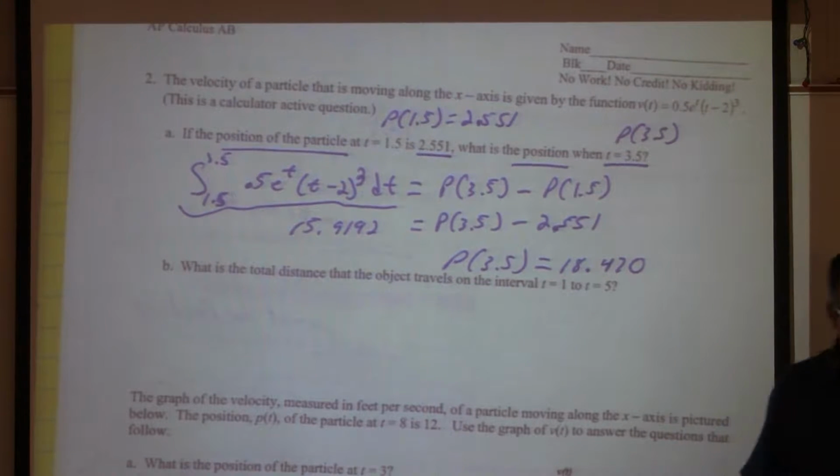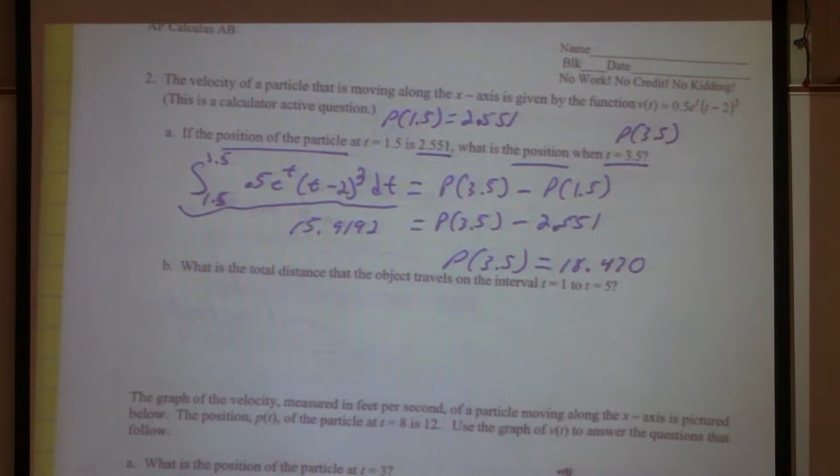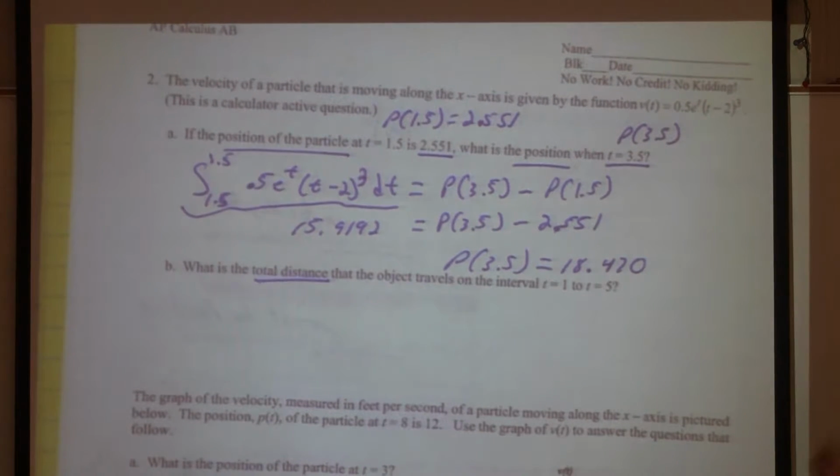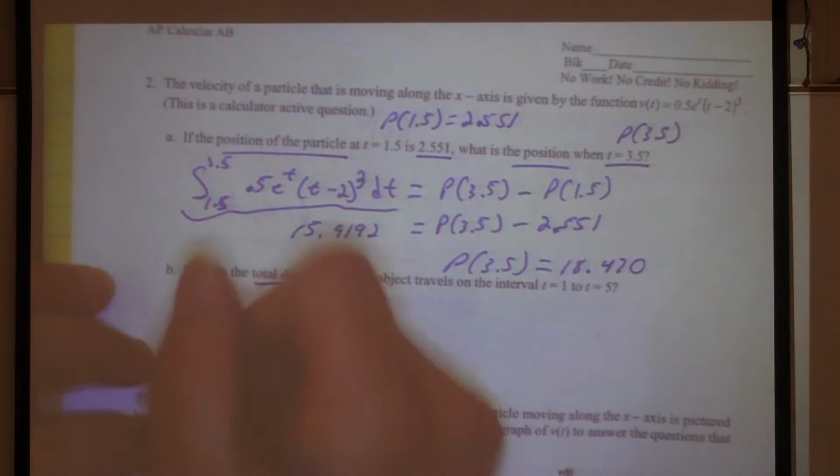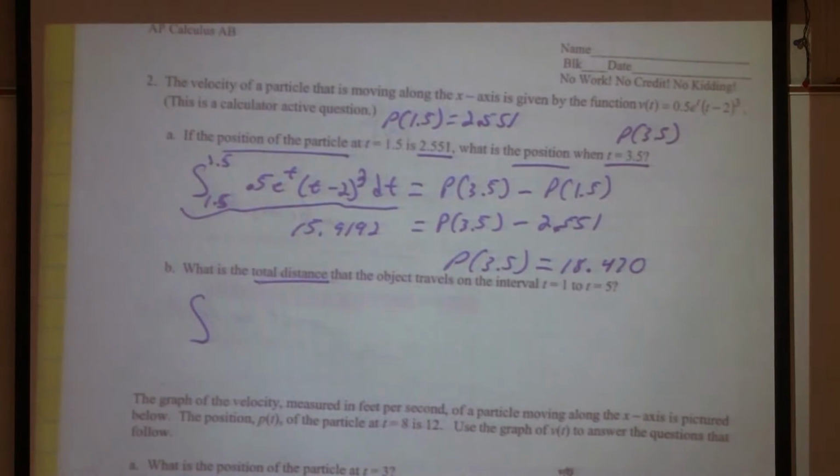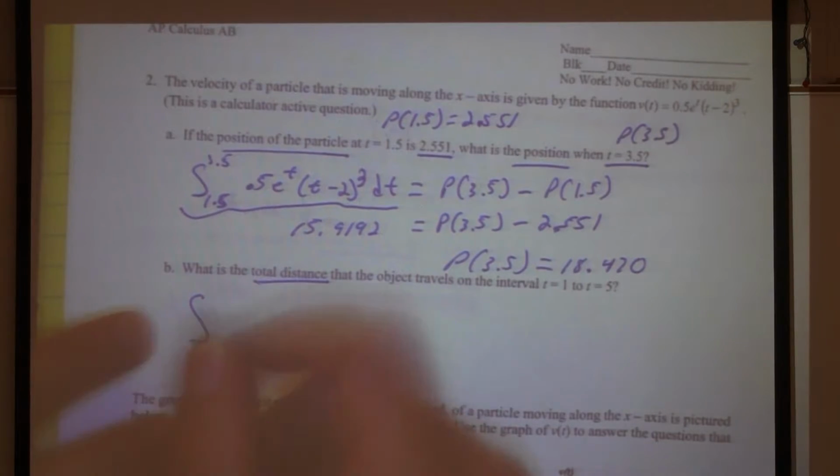Part B. What is the total distance? As soon as you see total distance, what are you thinking? Always positive, so absolute value, right? Okay, we're not going to check to see if the velocity is always positive. I'm not going to worry about that. I'm just going to plug it in because I have my calculator. So it's going to be the integral from where to where?